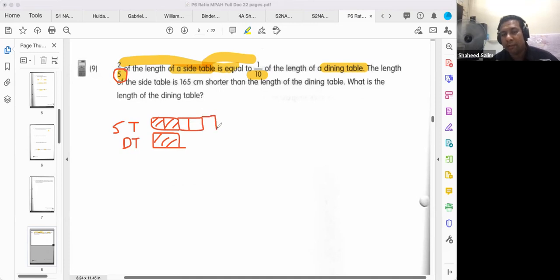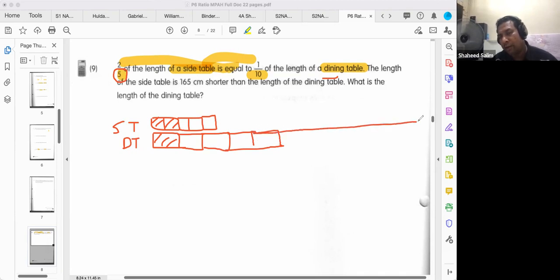This is now the side table. And then the dining table, there's total of 10. And every 1 part is equal to 2 small parts. So now I can draw this one. 2, 3, 4, 5, 6. I draw longer. Okay, I draw this long. 5, 6, 7, 8, 9, 10.